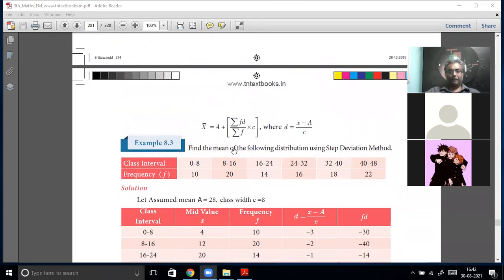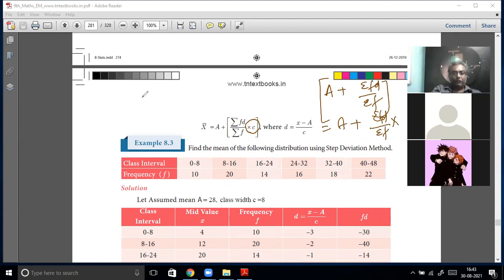Then the formula becomes assumed mean plus sigma fd by sigma f into c. This into c is the one extra. In the normal assumed mean method, you have to do sigma fd by sigma f. Here you have to do A plus sigma fd by sigma f into c. Why? Because for d, you are doing x minus a divided by c. Since you are dividing by c, finally you must multiply by c. Very simple. One division by c and one final multiplication by c is the extra step in the step deviation method.